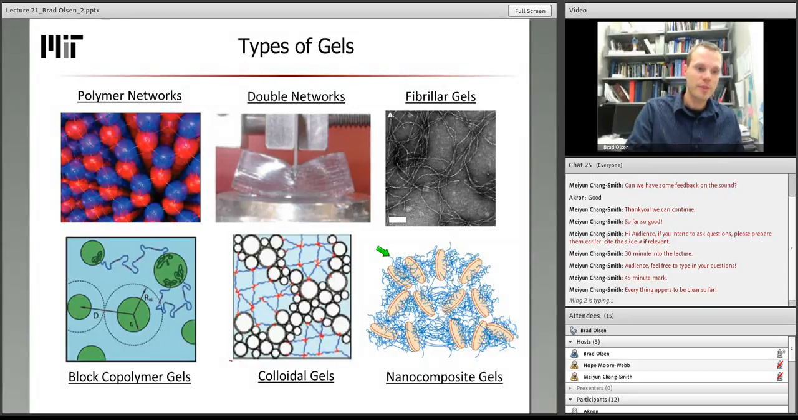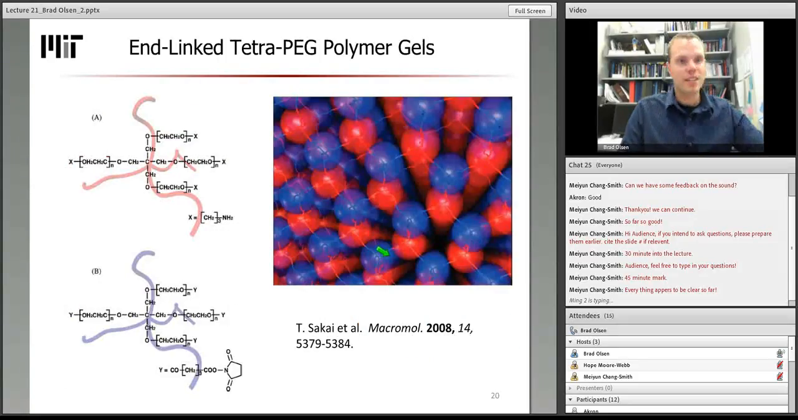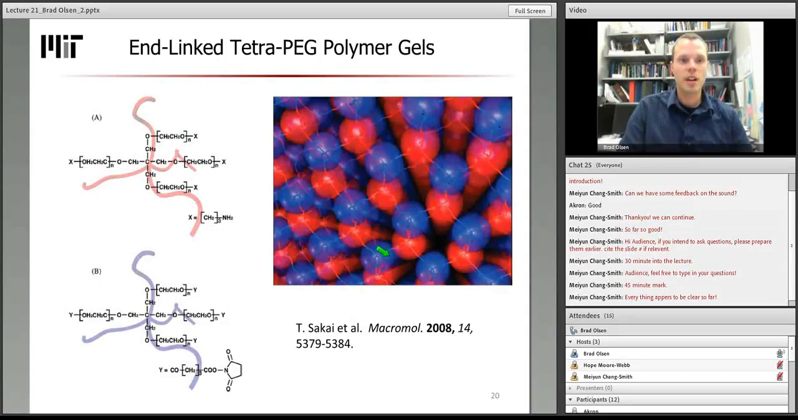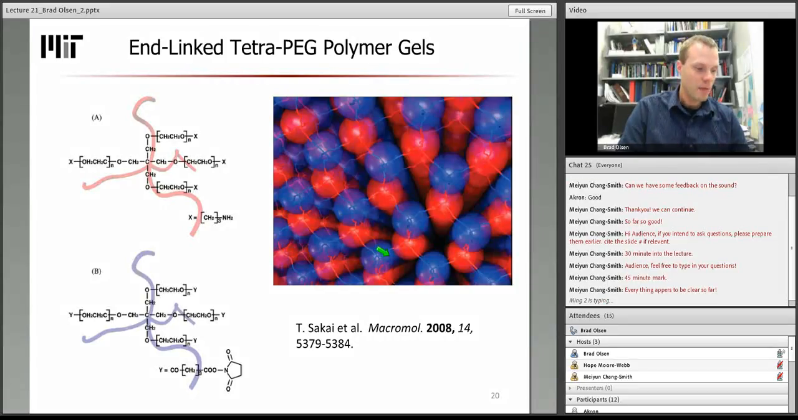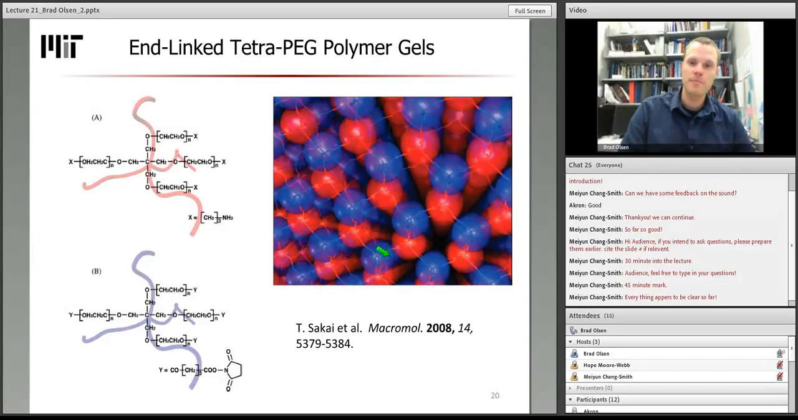All right, so the first example I want to discuss is an interesting and new example of end-linked polymer gels. And this has been developed by Mitsuhiro Shibayama's group and published recently in the literature. What Shibayama's group did was develop two different types of 4-arm PEG star polymers. One is shown here labeled A, and the second one is shown here labeled B. Polymer A is functionalized on the end with an amine, an NH2 group. And polymer B is functionalized on the end with an NHS ester group.